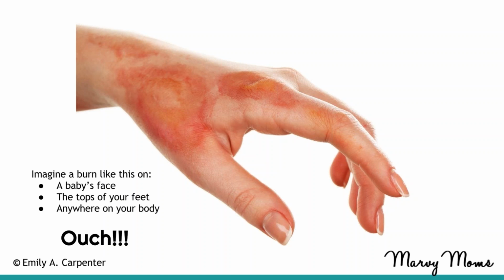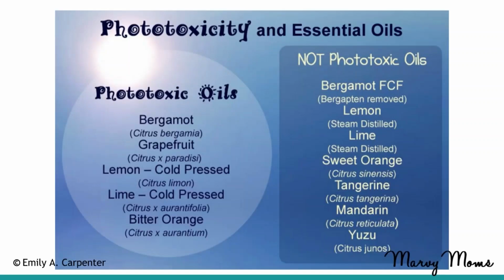So this can be really painful, and we're not talking about just a simple sunburn. When a phototoxic oil is on the skin and it's exposed to ultraviolet rays, it can create this chemical reaction that happens in the skin. It's this deep burn that can cause even third-degree burns, blistering and deep burns, depending on how long their exposure is to the sun and how much essential oil they've applied that is phototoxic. So it's important to know which oils are phototoxic.